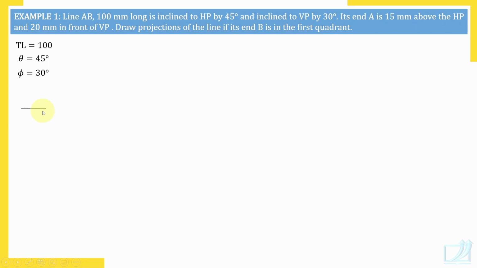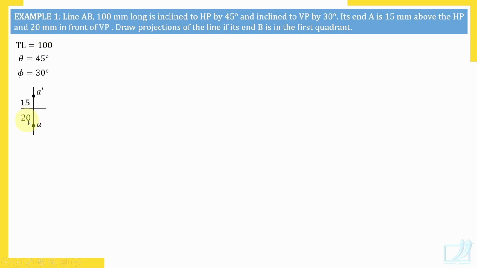This is the XY line, imagine. So, on the projector of point A, we are going to mark the front view 15 mm above XY line, because point A is 15 mm above HP. Above HP means on the drawing paper above XY line. And this is the distance from HP. Front view gives distance from HP. So label it as A dash. And 20 mm in front of VP.